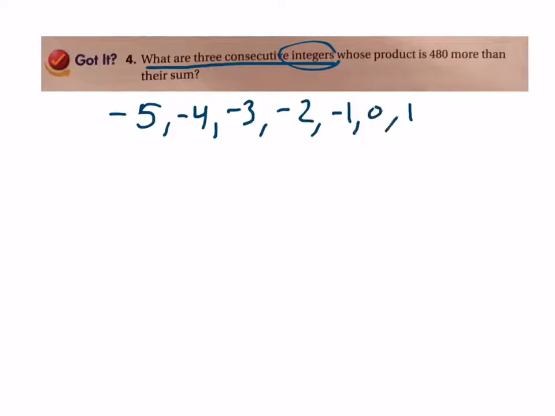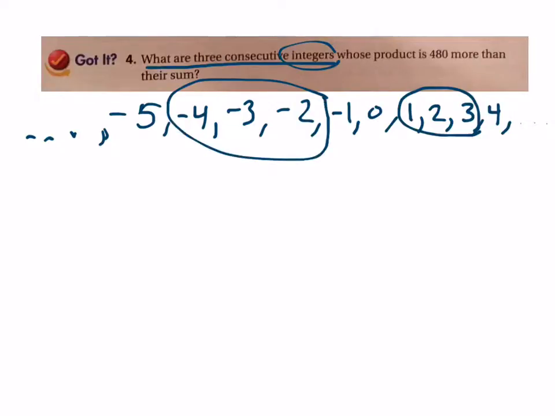Okay, here's another one. What are the 3 consecutive integers whose product is 480 more than their sum? Okay, so here's the question. What are 3 consecutive integers? Remember that consecutive means right in a row, one after the other. Integers are your number line numbers, like -5, -4, if we made a number line here, dot, dot, dot, and then continuing on. So 3 consecutive integers can be positive, negative, or 0, and they have to be consecutive. In other words, 1, 2, 3 are 3 consecutive integers.